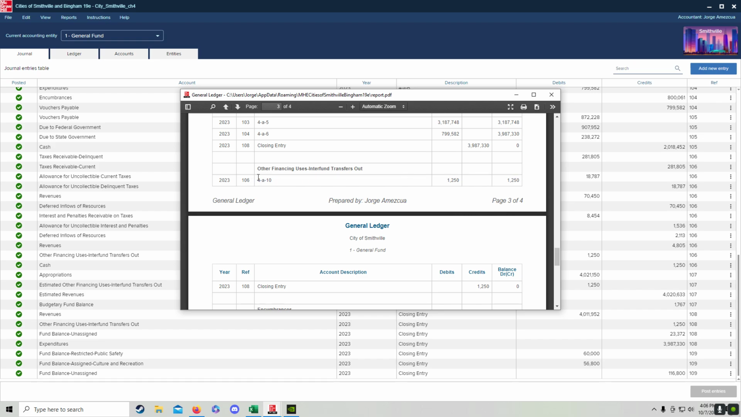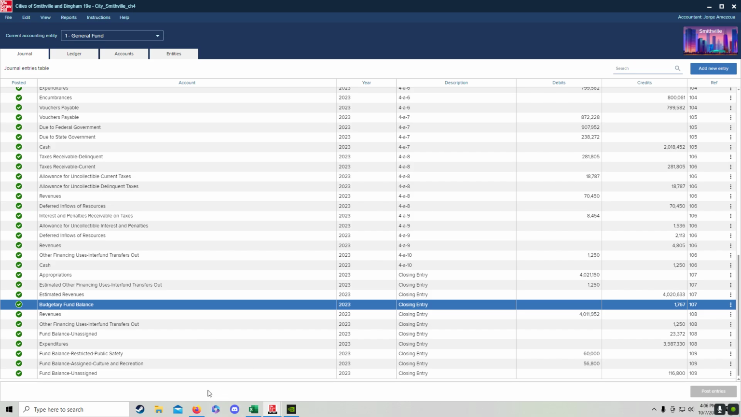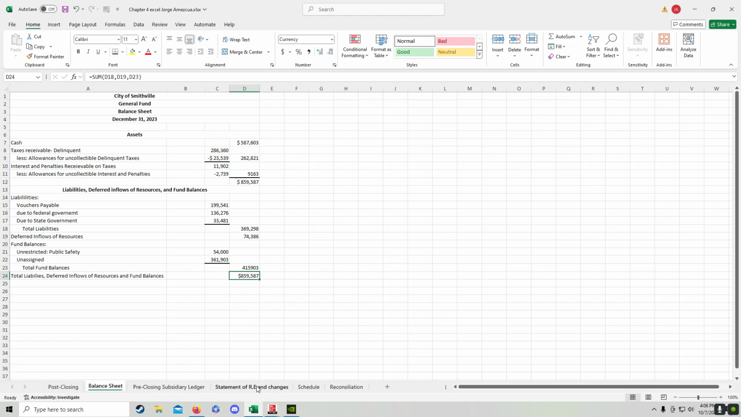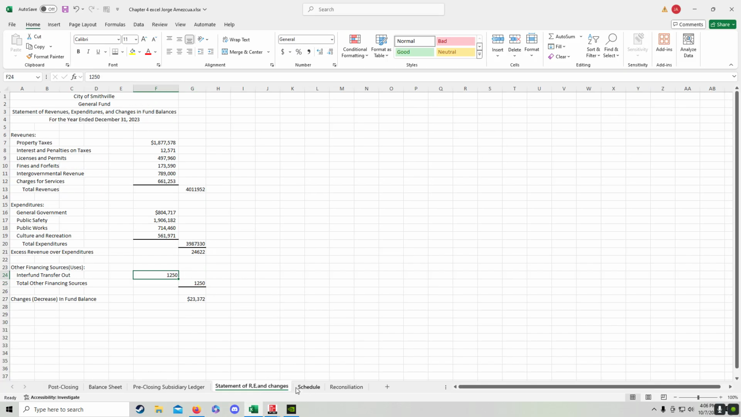Right here. This is where I got the 1250 from. The 1250 right here. Then I subtracted 1250 from 24,622 to get the changes in fund balance.